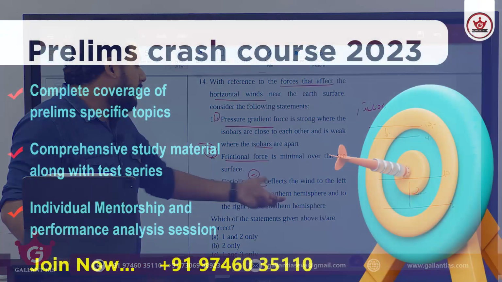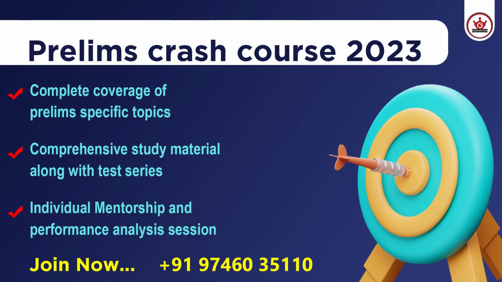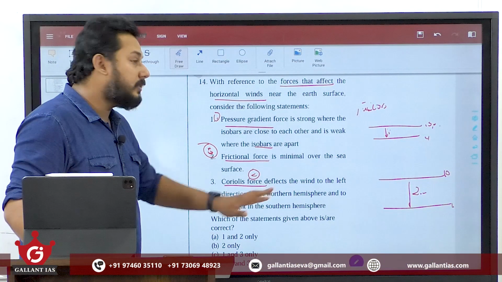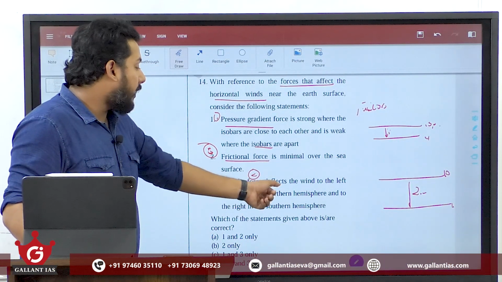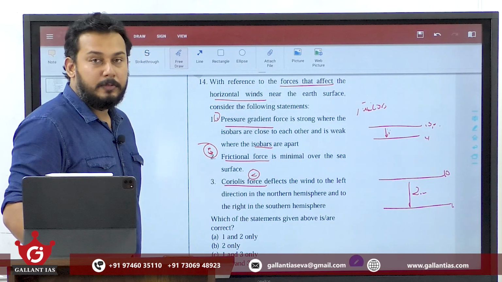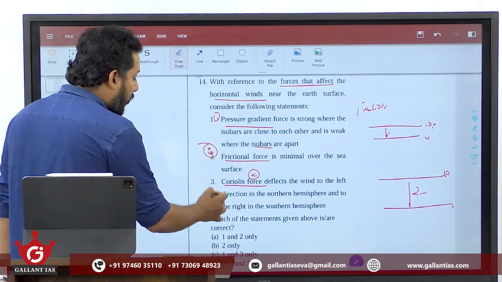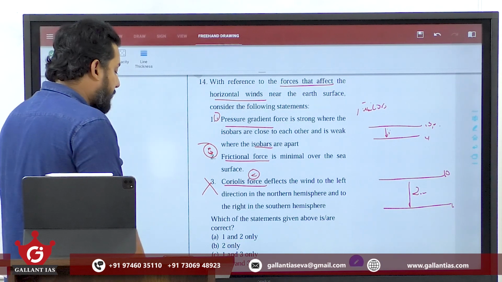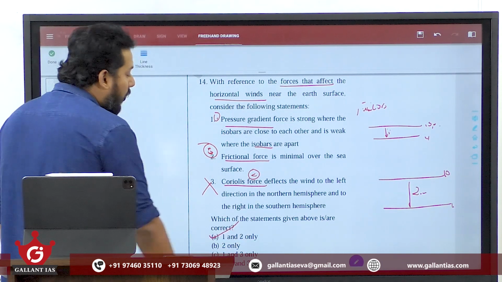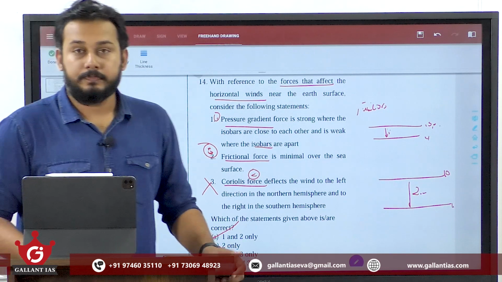So here the third statement is saying that Coriolis force deflects the wind to the left direction in northern hemisphere and to the right in southern hemisphere. This is just given as the opposite. It will be deflecting to the right in northern hemisphere and to the left in southern hemisphere, which makes the third statement wrong. So in the question, first 2 statements are right, third statement is wrong. So the answer is A, 1 and 2 only.